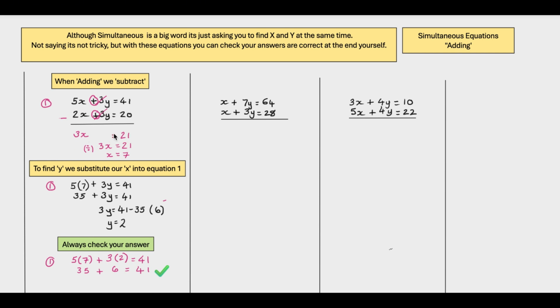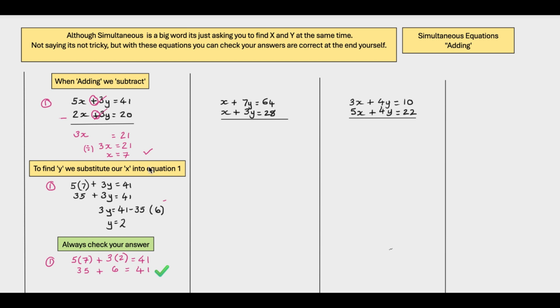So now this is basic algebra. We know that when it looks like this, we get the 3 and we divide it by 21. We know that 21 divided by 3 is 7. So our x equals 7. So we've done that. That's done.